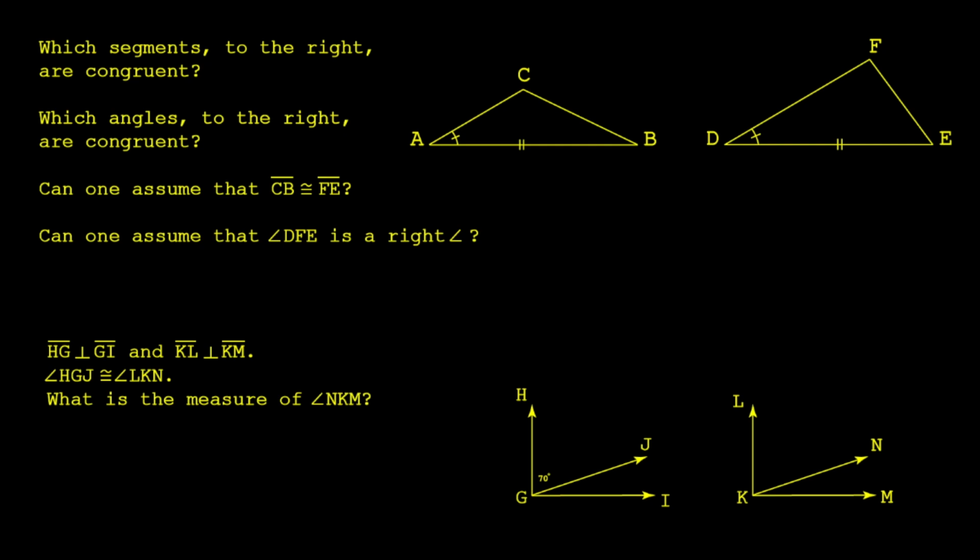In this video, we will continue looking into how to tell if line segments are congruent, angles are congruent, right angles, and all of those things. First, which segments to the right are congruent? You can see by these tick marks here, AB is congruent to DE.